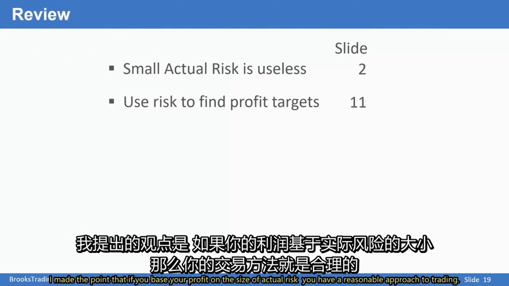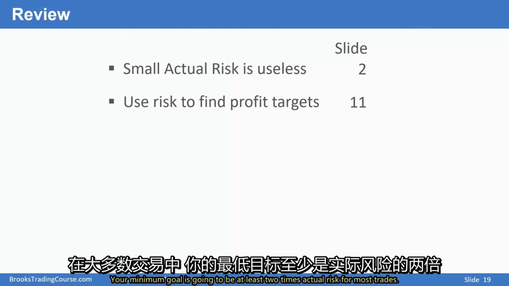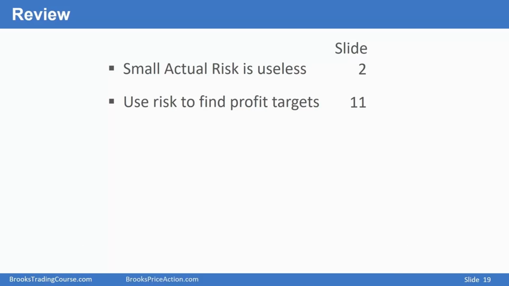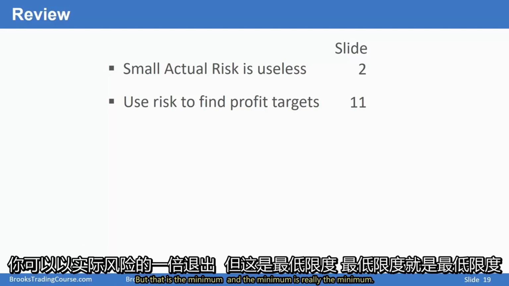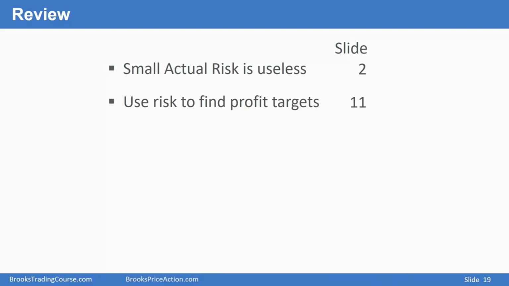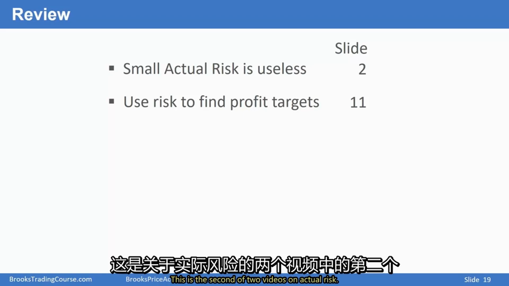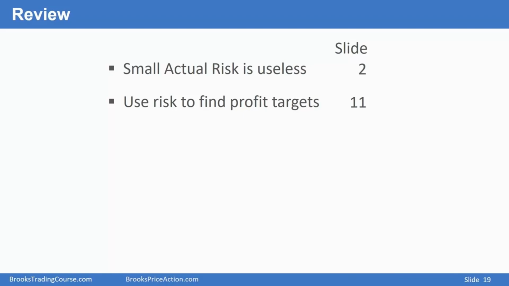I made the point that if you base your profit on the size of actual risk, you have a reasonable approach to trading. Your minimum goal is going to be at least 2 times actual risk for most trades. If you're buying a high probability trade or selling a high probability trade, for example, during a strong breakout, you can exit with 1 times actual risk. But that is the minimum, and the minimum is rarely the best. And I talked about other ways to use risk to find your profit targets.